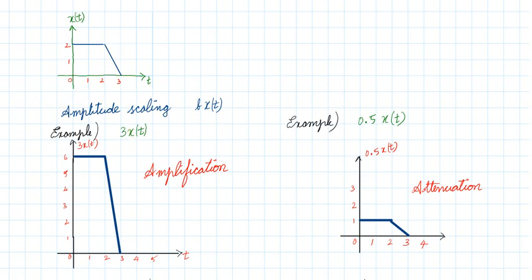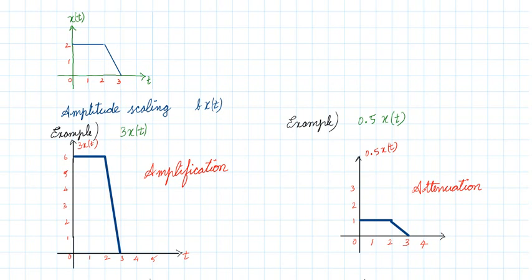Okay, so if you observe here, between 0 and 2, the signal is 2. Now between 0 and 2, I am going to multiply with 3. So 2 is multiplied with 3. So between 0 and 2, the signal goes to 6. Similarly, the slope also is going to change. Right? That's the concept. So it's very simple. Amplitude scaling is nothing but multiplying the signal by 3.